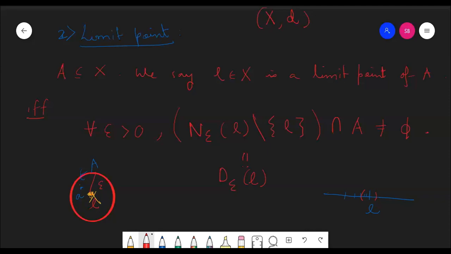You can also define a limit point by using the notion of sequence, but then I have to also define the sequence and all, so I'm not getting into that. At the last, we will define sequence on a general metric space, but then you can just go back and think about how we can define all these things, limit point, interior point, which we are going to define now, with the help of sequences. Okay, that can be an exercise. Let me clear the slide.